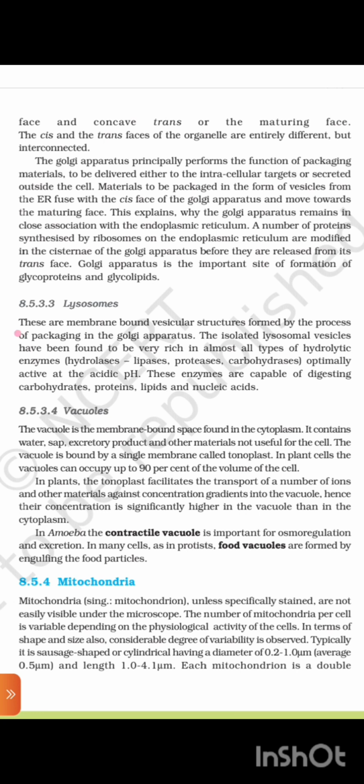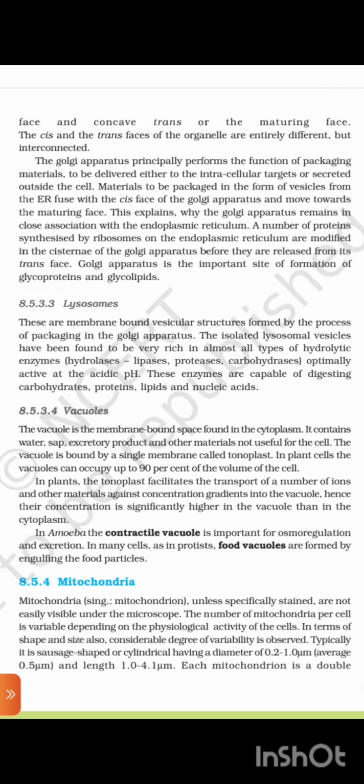8.5.3.3 Lysosomes. These are membrane-bound vesicular structures formed by the process of packaging in the Golgi apparatus. The isolated lysosomal vesicles have been found to be very rich in almost all types of hydrolytic enzymes: hydrolases, lipases, proteases, carbohydrases. Optimally active at acidic pH, these enzymes are capable of digesting carbohydrates, proteins, lipids, and nucleic acids.